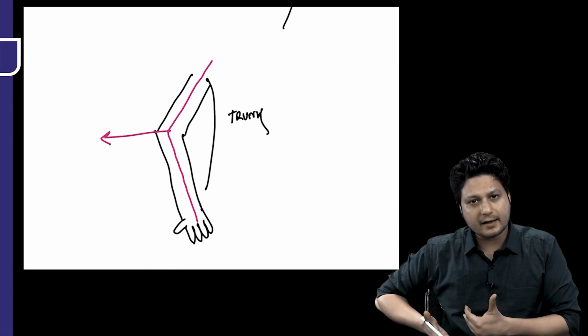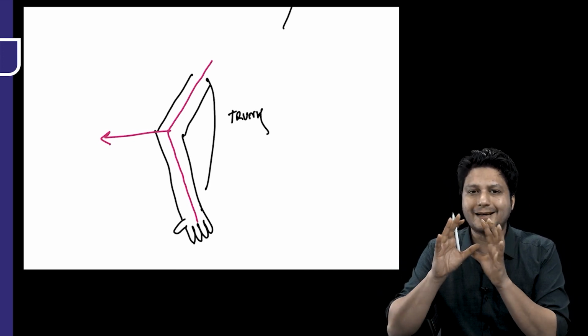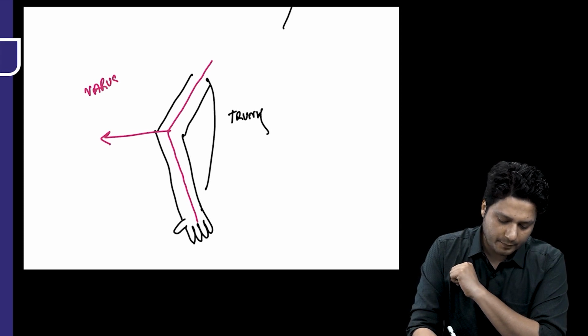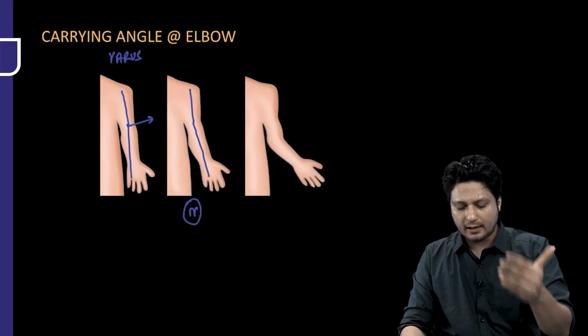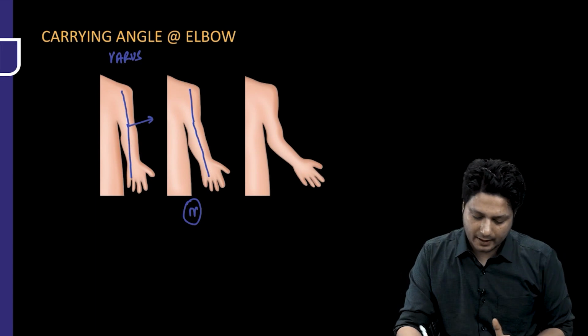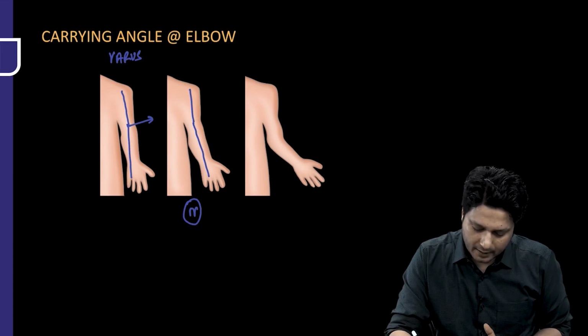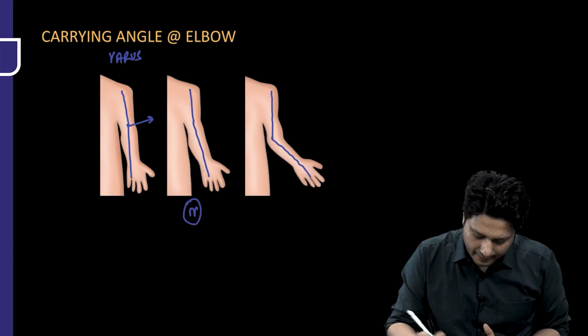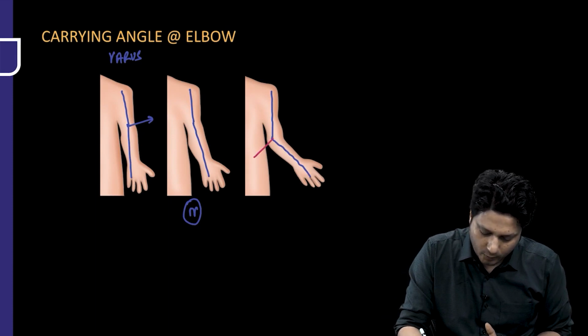That means the forearm is directed towards the human body. So it comes under the category of varus angulation. So this abnormality is varus. Similarly, if you look at another abnormality here, what is happening? This is the long axis of the arm and this is the long axis of the forearm, and the apex it is creating is pointing towards the body.